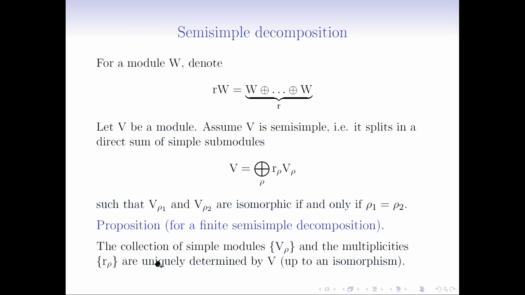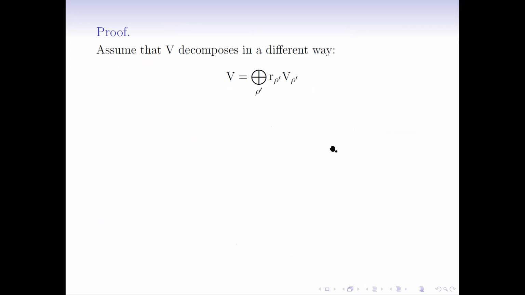So there's a proposition which is quite nice, that the collection of simple modules V_ρ in such a decomposition and the multiplicities R_ρ are uniquely determined by V up to an isomorphism. So it means that if we have another decomposition of the same sort, that we can identify simple modules from the two, and the multiplicities will be the same. So let me prove it.